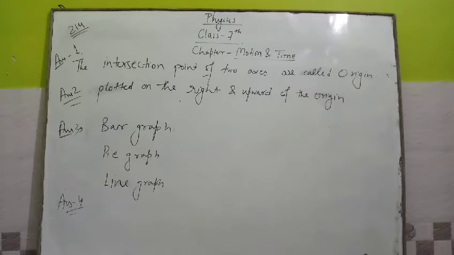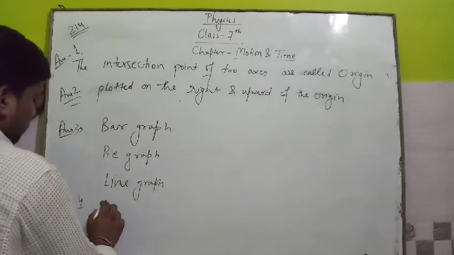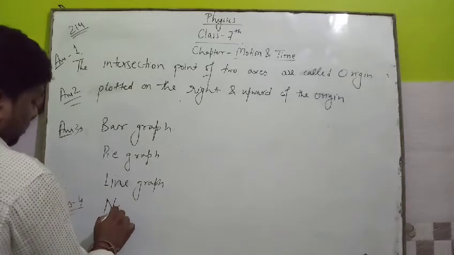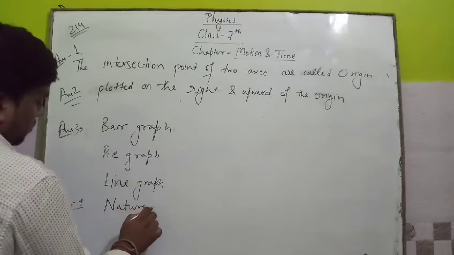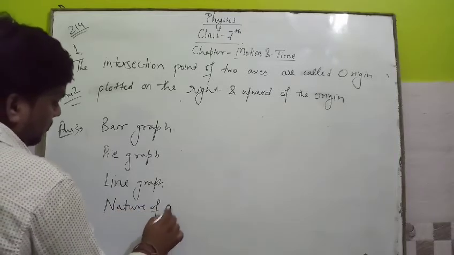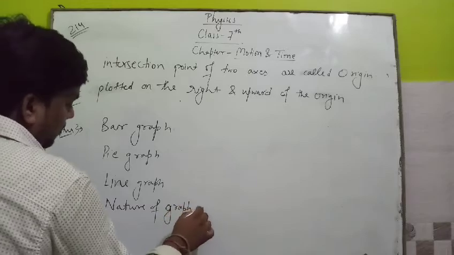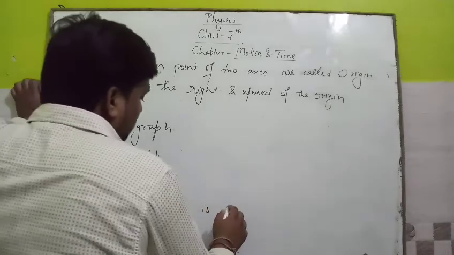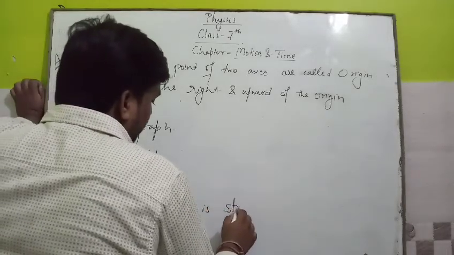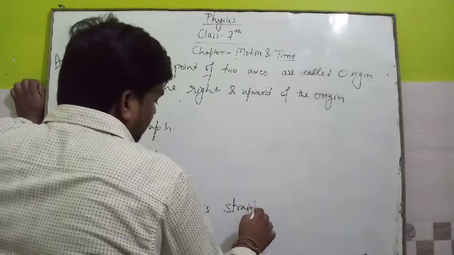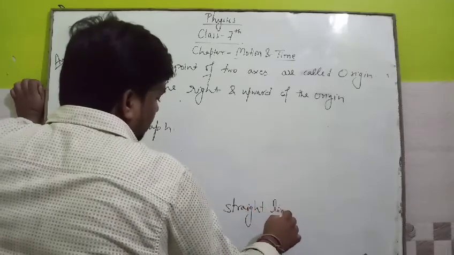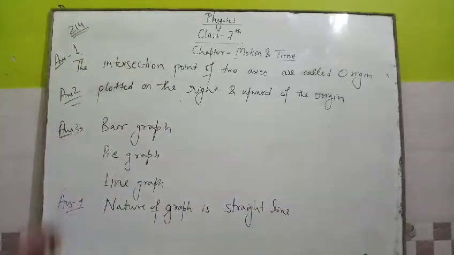What is the nature of distance time graph for a body moving at constant speed? Means the nature of graph is what? Uniform motion. The nature of graph is straight line. Clear? This is the answers. Okay, note it.